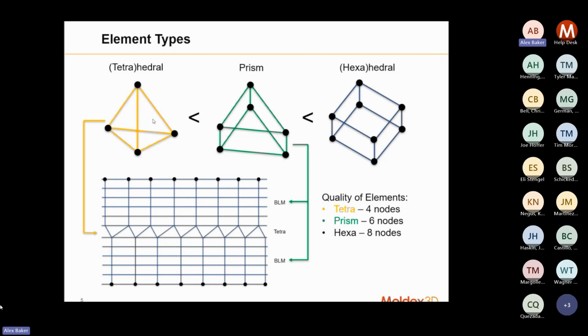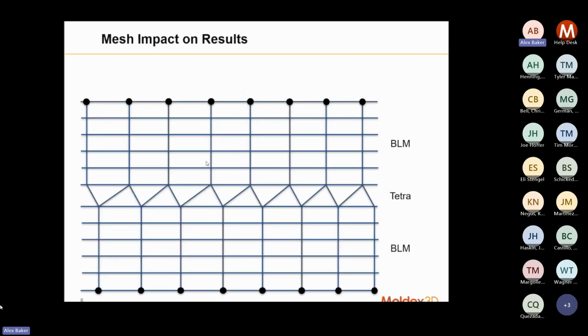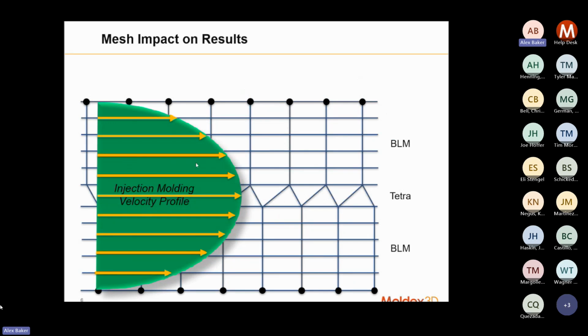But you might notice something interesting. The tetrahedral elements, although they're the lowest quality, are right in the middle of our mesh, which might raise some red flags in that the tetrahedral elements might have too much of an impact on our results. And we actually thought this originally as well. But if you look into the results a little bit more, for example, if I look at the injection molding velocity profile, we can get an idea of how the impact of the tetrahedral layer is going to be on the results here.